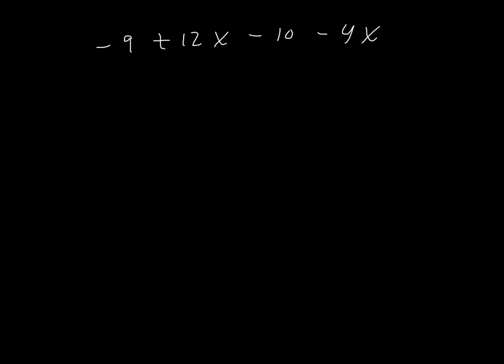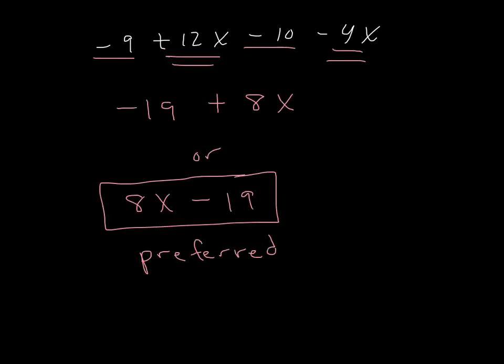Now this is your example. Why don't you press pause and try to simplify this expression on your own. This is negative 9 plus 12x minus 10 minus 4x, in case you can't read my hieroglyphics. Go ahead, press pause now and try to simplify that. Did you get 8x minus 19 or negative 19 plus 8x? Hopefully. If not, the packet should give you plenty of practice.